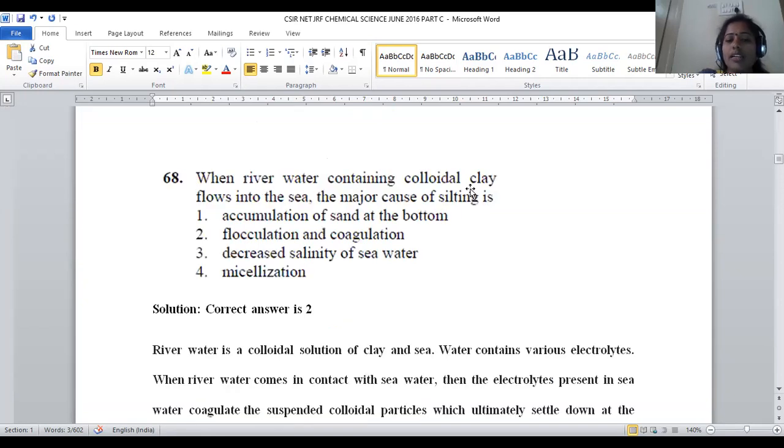Let us move on to question number 68. When river water containing colloidal clay flows into a sea, what is the major cause of silting? Everybody knows that whenever river water comes, it gathers all the contaminants present on the surface of the earth. It carries all the colloidal particles, that may be clay particles, soil particles, or any other particles present on the soil surface.